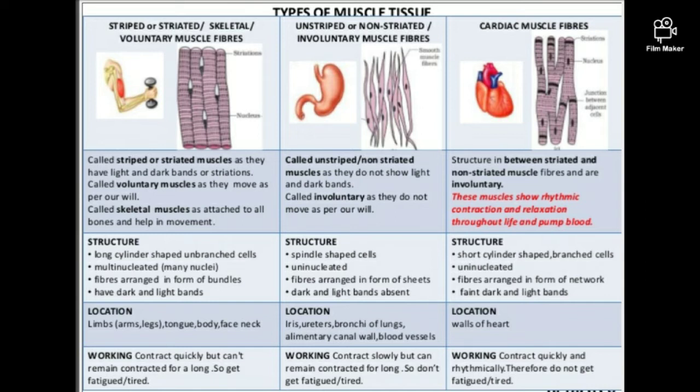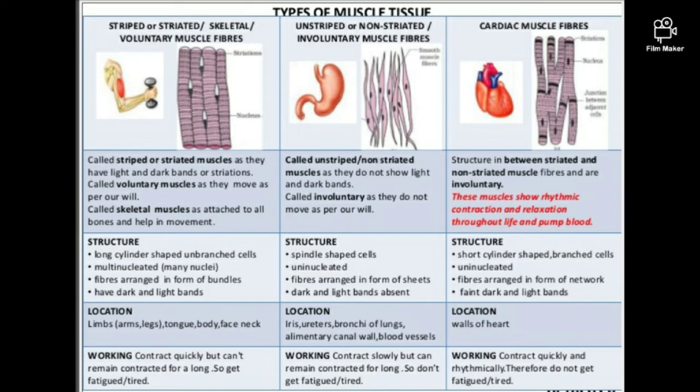These bands, there will be a light and the dark band alternatively observed. So they are called striated muscles. They are also called voluntary muscles as they move as per our will. When we wish them, then only they move. And they are called skeletal muscles as they are directly attached to all the bones in our body and help in the movement of our body.